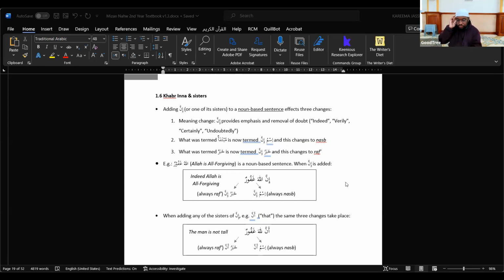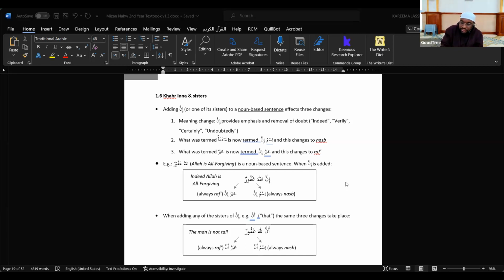The first of them is inna, right? So that's why the notes say khabar inna and its sisters. Why does the note say khabar inna instead of inna? It says khabar inna because our focus here is that the khabar of inna will be in halatun nasb, and we are focusing now on those things that are in halatun nasb and the reasons therefore. You understand? Tayyib. So let's read.